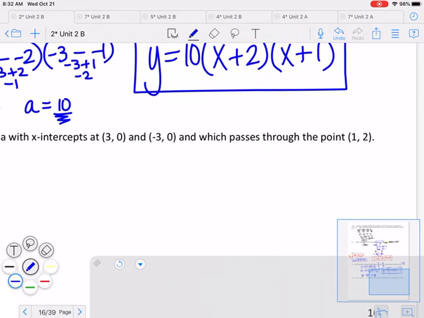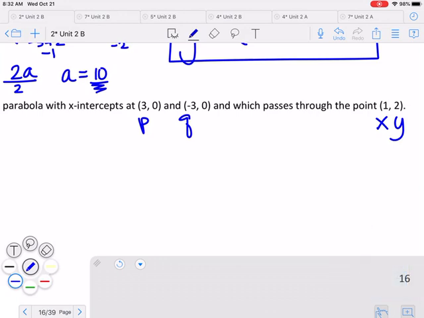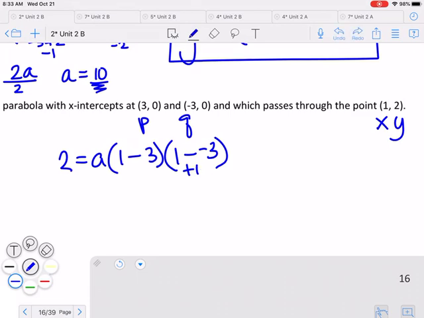So in this one, our x is 1, y is 2, p is 3, q is negative 3. Plugging all of those in, 2 equals a times x, which is 1, minus p, which is 3, times x is 1, minus q, which is negative 3. And that would be 1 plus 3. I wrote plus 3. 1 plus 3 is 4. 1 minus 3 is negative 2. Negative 2 times 4 is negative 8 times a equals 2.